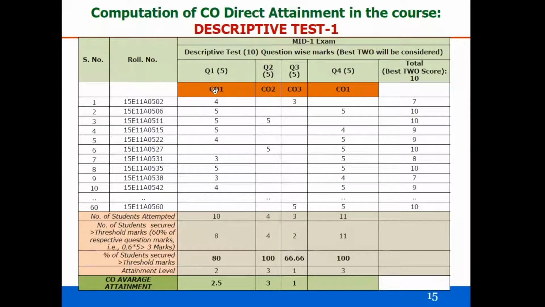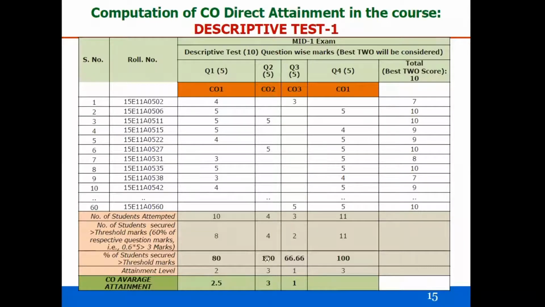Suppose here common COs, that means one CO is repeated more than once, then you can take average of those attainment values. Now let us here CO1 first question, the attainment value is 2. Then here Q4 also related to CO1. Here the attainment level is 3. Then for CO1, you can take average of these 2 attainment values, 2 plus 3 by 2. So 5 by 2, 2.5. So here we have taken the common CO1 value by taking average of the mapping question values.